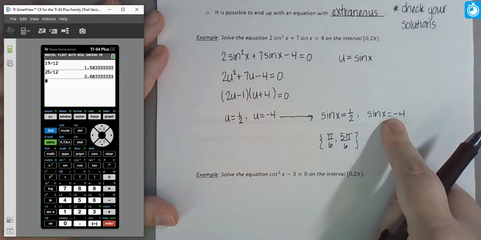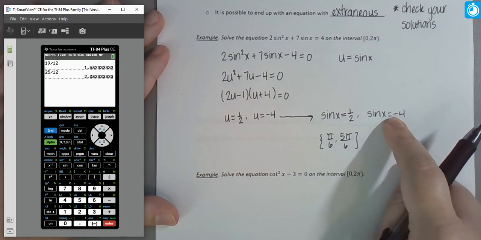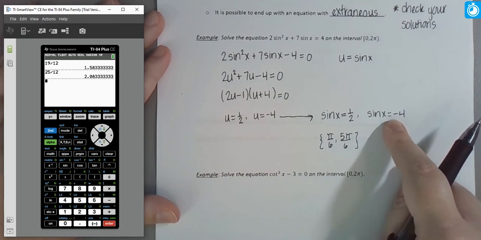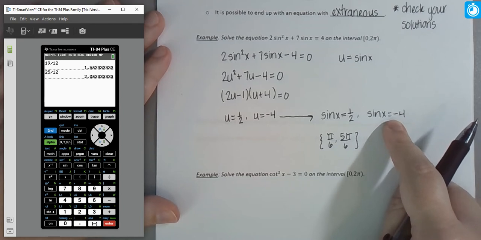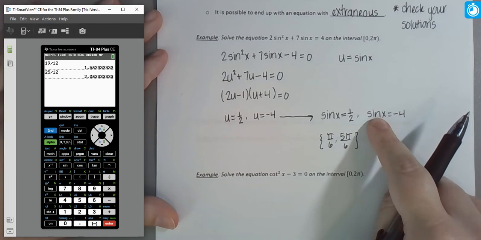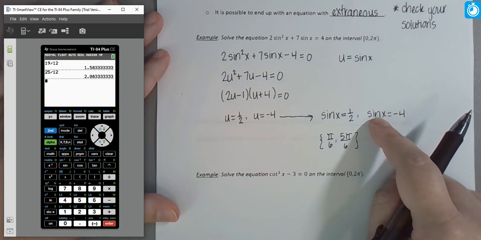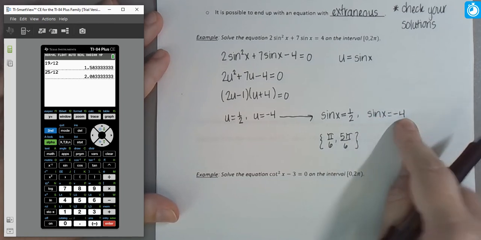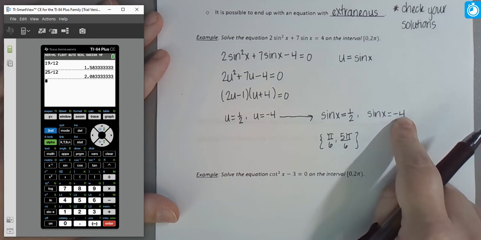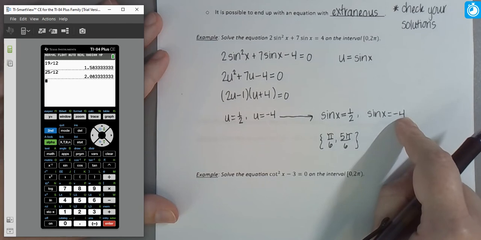What about this one? Well, remember sine and cosine, we've defined those in terms of the unit circle. Coordinates on the unit circle, the x and y coordinates. Well, the y value corresponds to sine. We know the highest y value on the unit circle is going to be +1, and the lowest y value is going to be -1. So we don't actually see a y coordinate of -4 on the unit circle. It's outside of the circle.